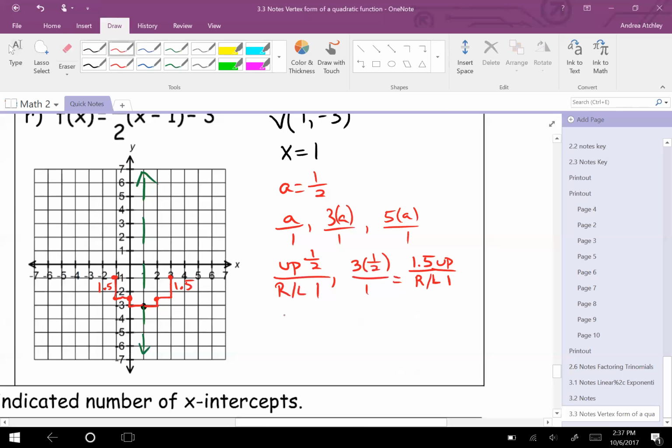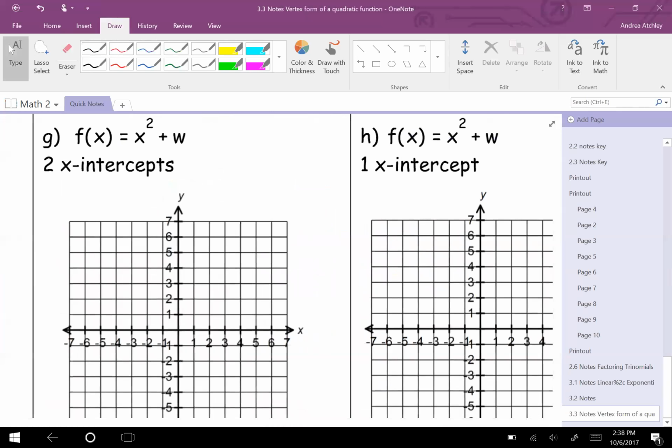Then we're going to do it with 5. So 5 times 1/2 over 1. What's half of 5? 2.5. So up 2.5 and right and left 1. So to the right 1 and up 1, 2.5. To the left 1 and up 1, 2.5. That's how I'm going to get my parabola to be wider or fatter than my original. Any questions over that? Okay.